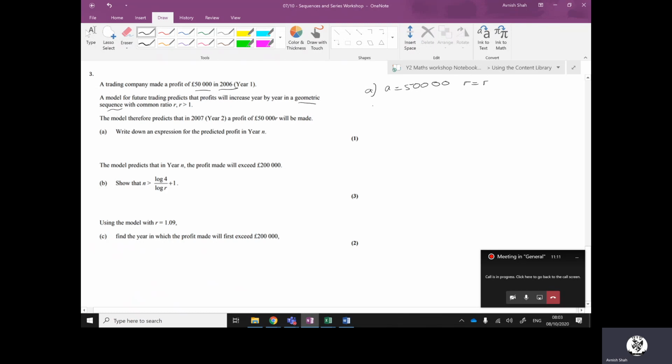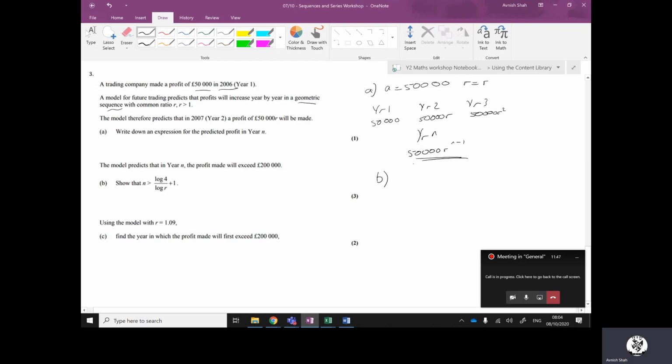So we know that A is 50,000, and we know that R is just R. In year 1, it was 50,000. In year 2, it was 50,000 R. Year 3 was going to be 50,000 R squared then. So we can see there's a pattern forming that the power of R is 1 less than the year. So year N is therefore going to be 50,000 R to the N minus 1. And that's the answer for that.